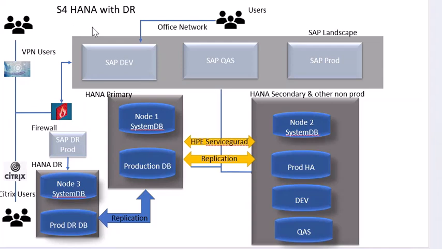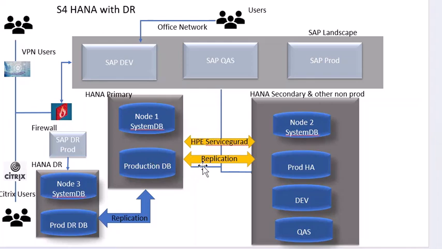What exactly the customer is looking for is what we are proposing here. The VPN user, Citrix user, and Office network user will remain the same, and the development system, quality system, pre-prod system, and production system, everything will remain the same. HANA primary and HANA secondary have an HPE Serviceguard in between, which also remains the same. This is the cluster mechanism: whenever we have an issue on node 1, it will switch to node 2, and whenever we have an issue on node 2, it will switch back to node 1.